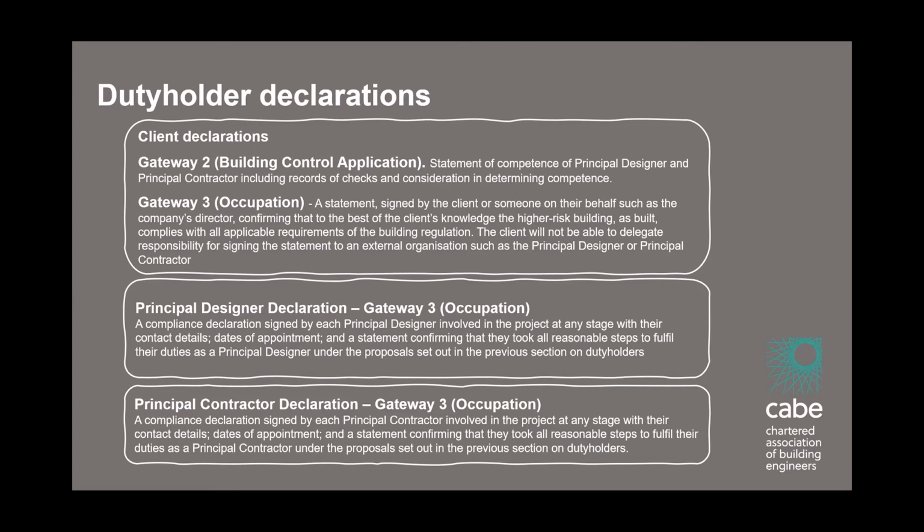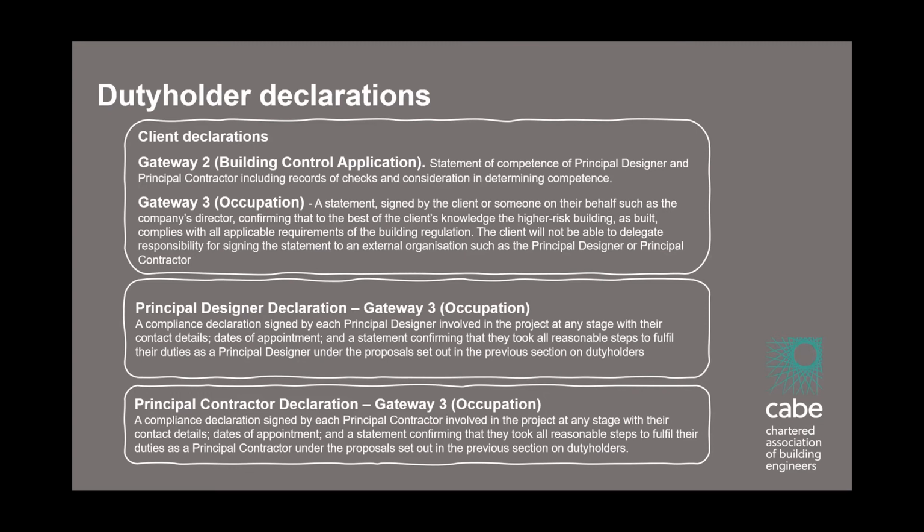There's a principal designer declaration. These are not written into the duty holding requirements. These, by the way, are written into the gateway stage requirements. But the principal designer, and it says in the regs quite specifically each principal designer, so it assumes almost that there'll be more than one principal designer, and I'll come back to that in a moment. So each principal designer involved in the project at any stage, with their contact details, dates of appointment, and a statement confirming that they took all reasonable steps to fulfill their duties as a principal designer under the proposal set out in the previous section. And then the contractor has to sign a similar declaration.